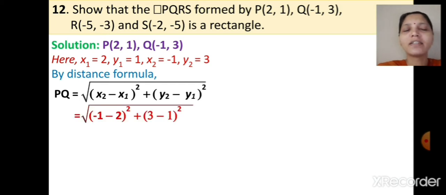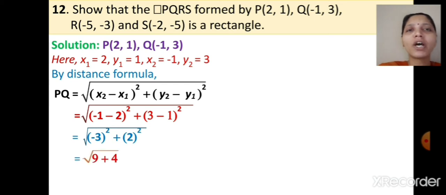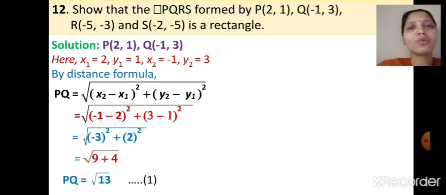Now let's substitute the values. PQ is equal to square root of (-1 minus 2) whole square plus (3 minus 1) whole square. Now let's find the answer. -1 minus 2 is -3 whole square plus 3 minus 1 is 2 square. Therefore, that is equal to square root of 9 plus 4, which is square root of 13. So this will be your equation 1. We have found the distance of PQ.